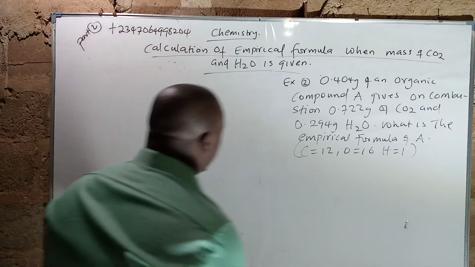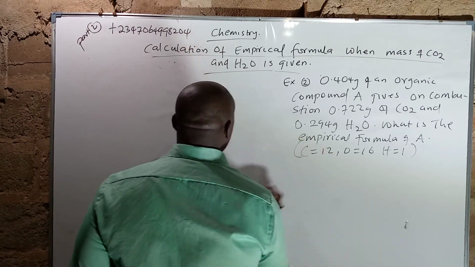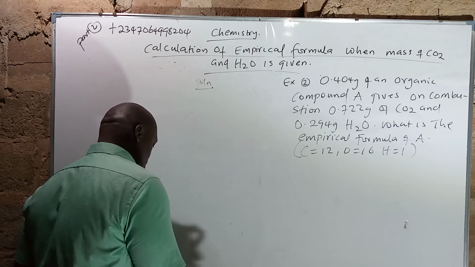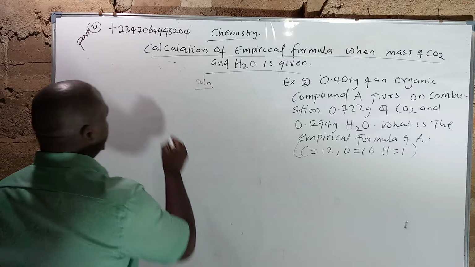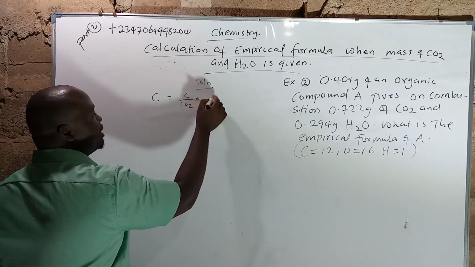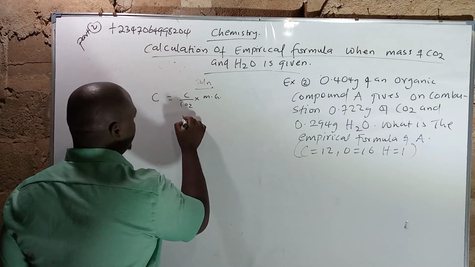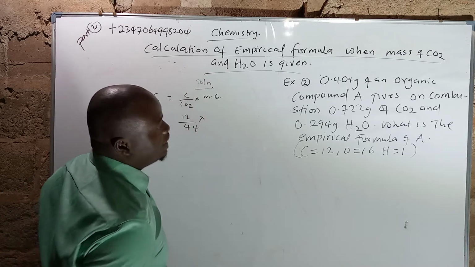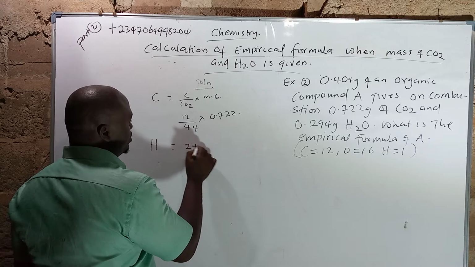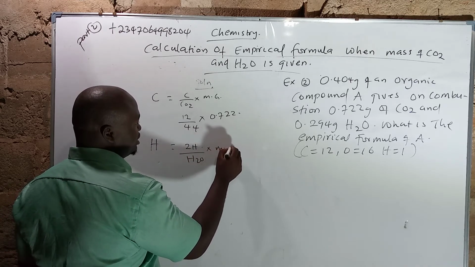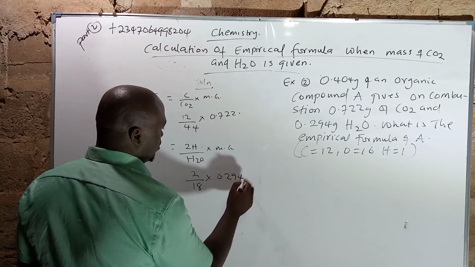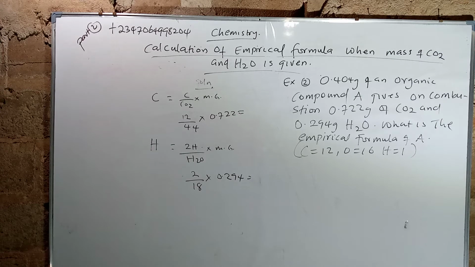So let's continue. Of course, you know how we used to do it. Pause the video immediately and solve. So this is the solution. So in this solution, for you to calculate the mass of C, it is C all over CO2 times the mass given, right? And so this is 12 all over 44 times 0.722. And then that of the hydrogen is, we have 2 hydrogen in water, right? Times the mass given. And so here is 2 over 18 times 0.294.